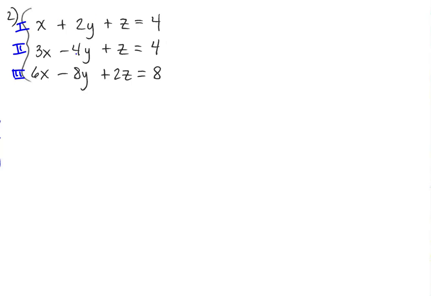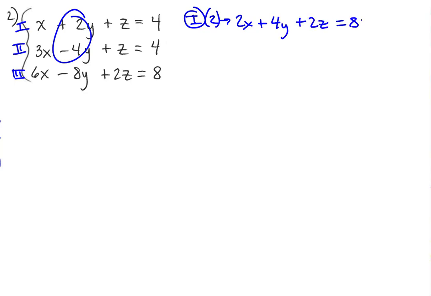And to do so, I'll pick equations 1 and 2 to get started. If I look ahead at 1 and 2, I could eliminate those y coefficients simply if I double equation 1. So I'm going to take equation 1 and multiply the whole thing by 2. That will result in 2x plus 4y plus 2z equals 8.